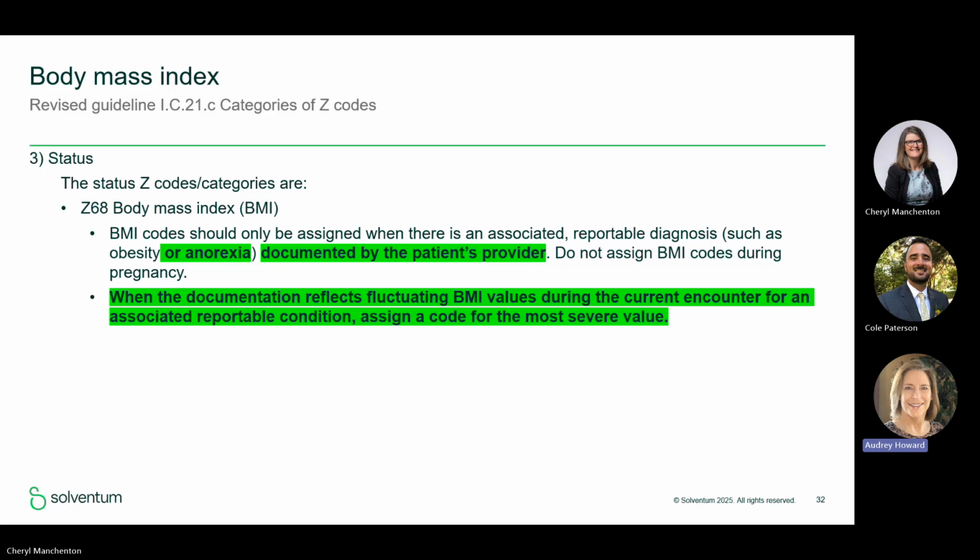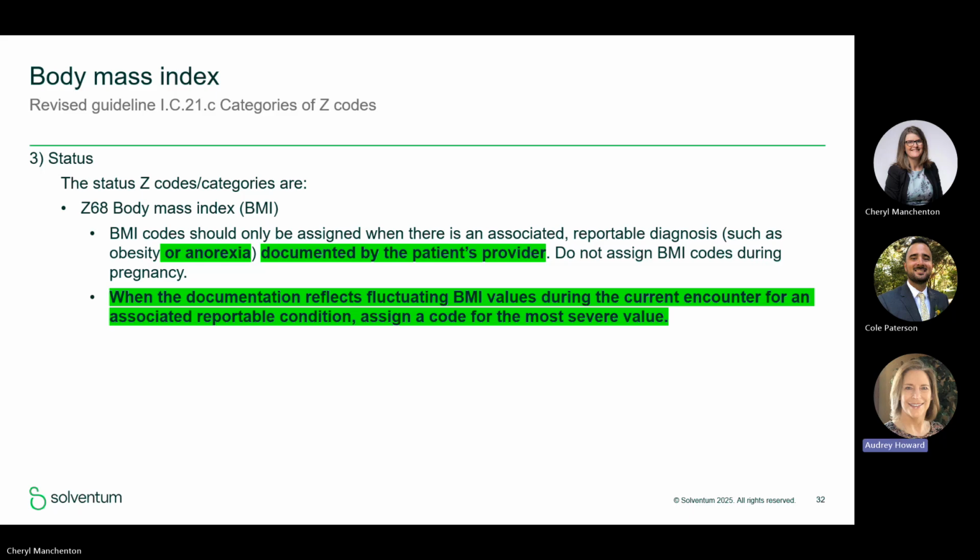So what was added, because the example was always, such as obesity. Well, now they've added the corresponding diagnosis could be, for example, anorexia. So letting you know that it's not just a high BMI that we're needing the corresponding diagnosis, but also a low BMI that you'll need the corresponding diagnosis. So just anything that would support why the BMI value itself is of clinical significance, you need to have that corresponding diagnosis provided by the provider, documented by the physician.